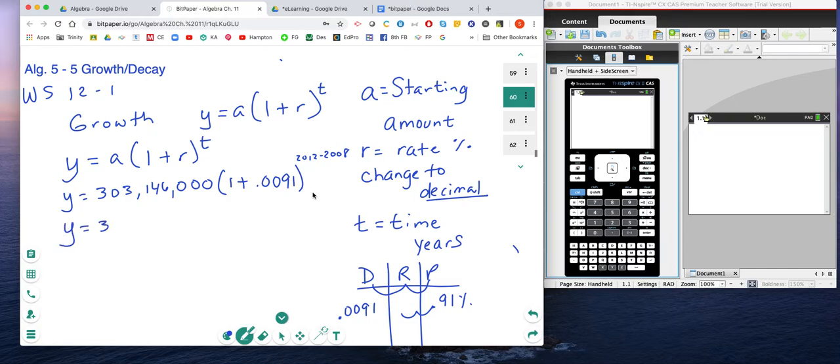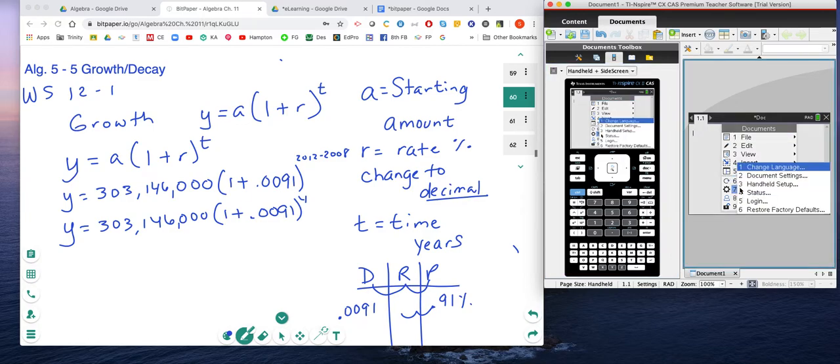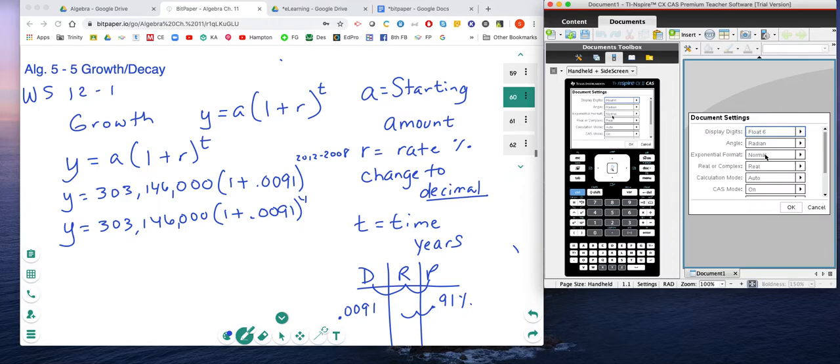y equals 303,146,000 times 1 plus 0.0091, and that's going to be to the 4th power. So now we're going to come over here to our calculator. Because we're working with such large numbers, we're going to need to adjust our settings. So we're going to go to Document Settings, Settings and Status, which is number 7, Document Settings, and we're going to take our digits and float to 10. Click OK.